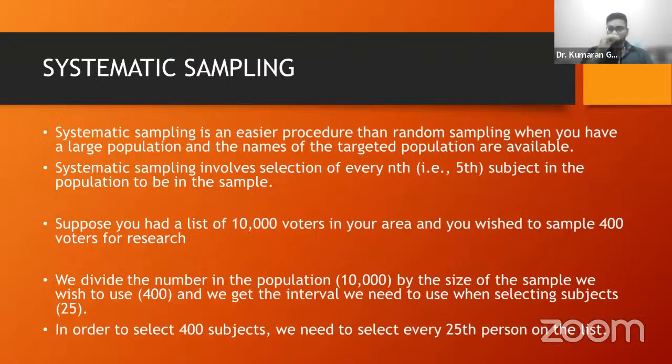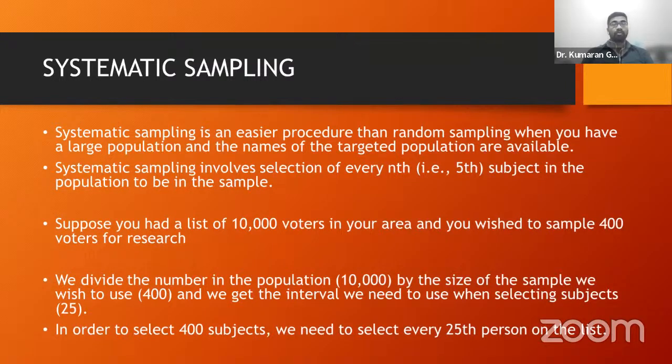Okay, this is another one, systematic sampling. Systematic sampling is an easier procedure than random sampling when you have a larger population and the names of the targeted population are available. For example, systematic sampling involves selection of every nth subject in the population to be sampled.